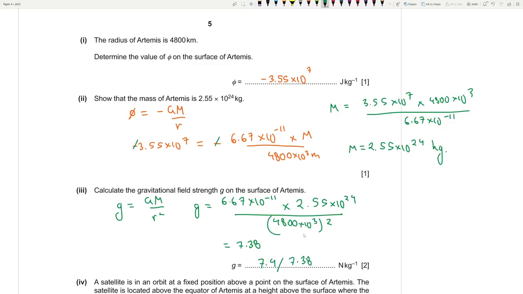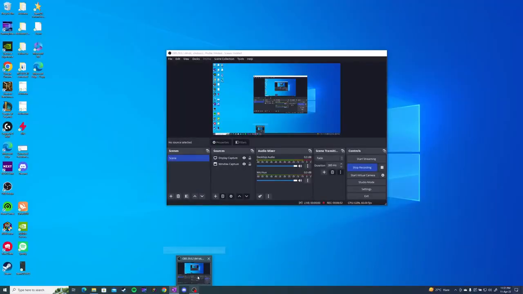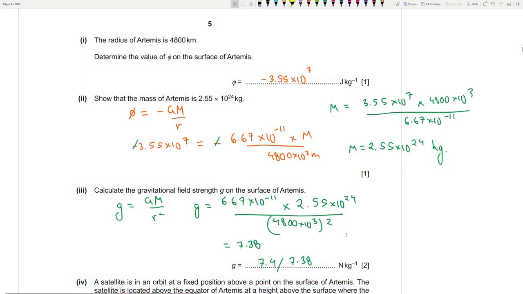You guys know that the difference between phi and g is simply 1/r. So there's a bridging formula between them. Basically, you could say that g is equal to phi by r. This is the relationship between them. So g is equal to phi, which is minus 3.55 times 10 to the power 7, divided by 4800 times 10 to the power 3.